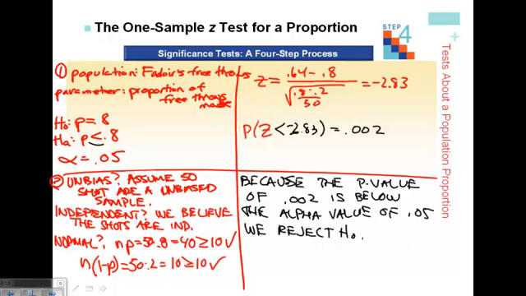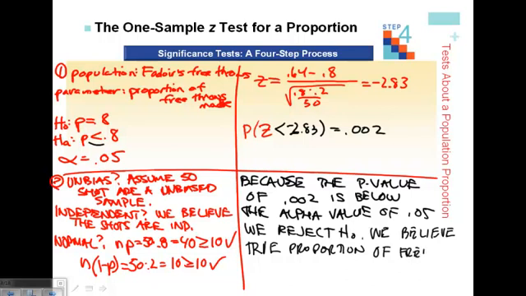So instead of there is sufficient evidence, we believe the true proportion of free throw shots made is below 0.8. This is pretty easy. Okay.